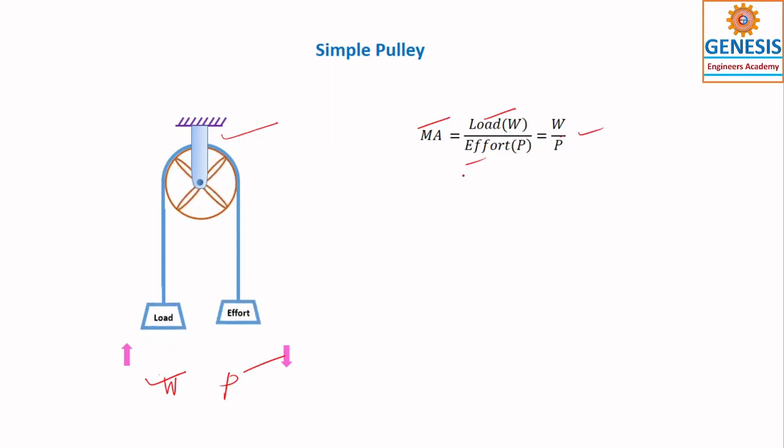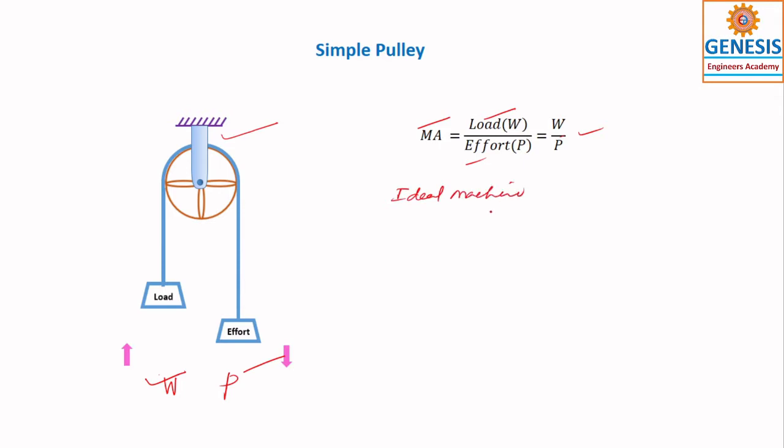Now you observe this one. This is the animation. I have applied the effort, and that has lifted this load upwards. And in this simple system of pulleys, we assume that this is an ideal machine. An ideal machine is one which has 100% efficiency.